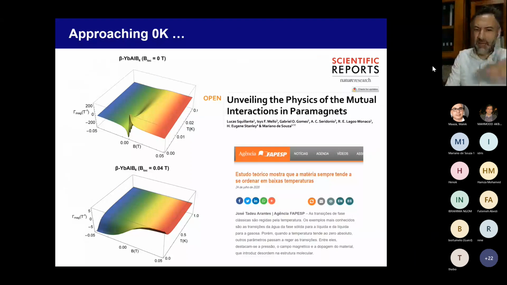Then I come now to another important result, just to answer one of the questions I put at the beginning of this talk. What is the ground state of our insulating paramagnet? I will answer it. The ground state is ferromagnetic, because matter tends to organize when you cool down the system in order to obey the thermodynamic law.